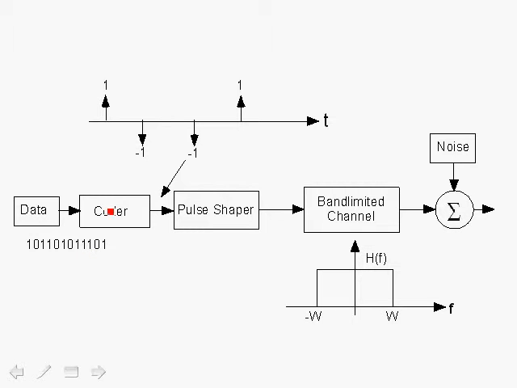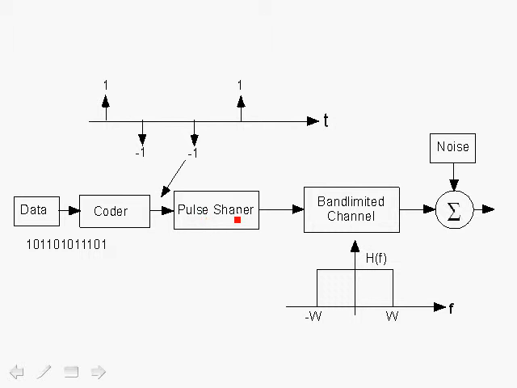We pass this through a coder which maps the ones to a +1 and the zeros to a -1, for example. And we represent these coded symbols as impulses in time. The distance between the impulses is T, and the symbol rate is 1 over T, and we denote that by R_s. The impulses go through a pulse shaper, which is a key block within the digital transmitter.